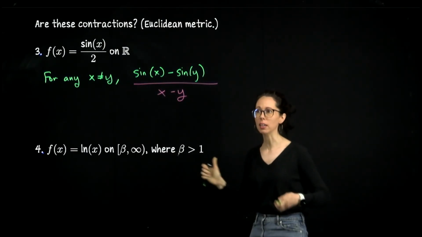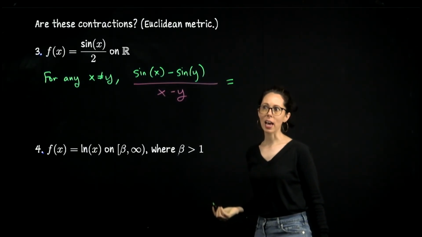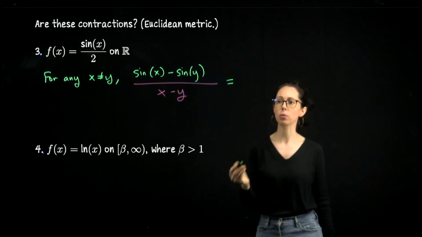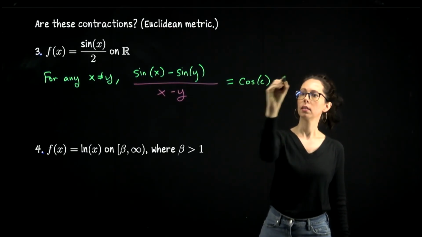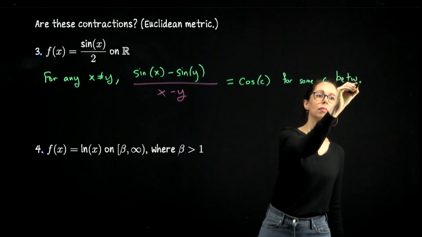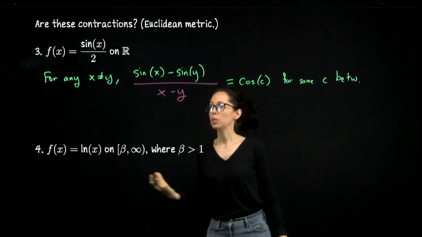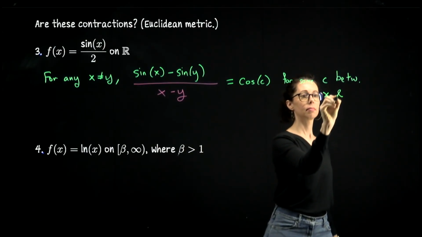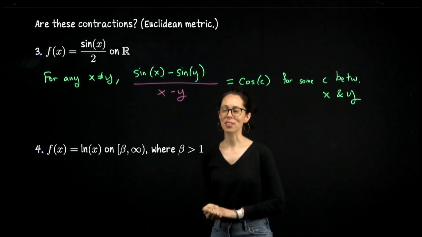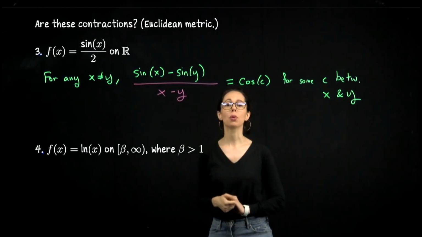The very famous mean value theorem tells us that this ratio is equal to the derivative of sine at some point c between x and y. Well, the derivative of sine we know is cosine. So this ratio is equal to cosine at some c between x and y. All right, that's really the key to this exercise. So take a moment to pause and now finish the argument to prove that this example is a contraction.